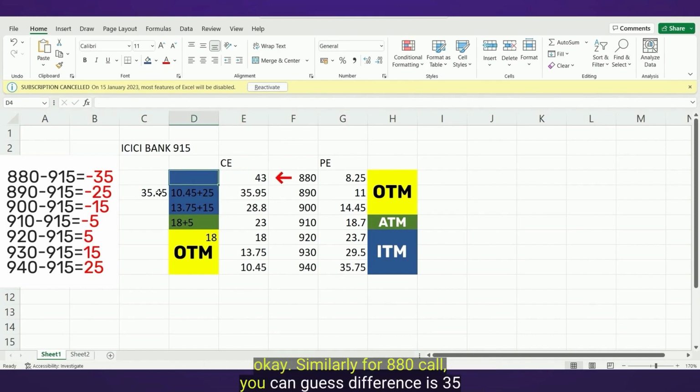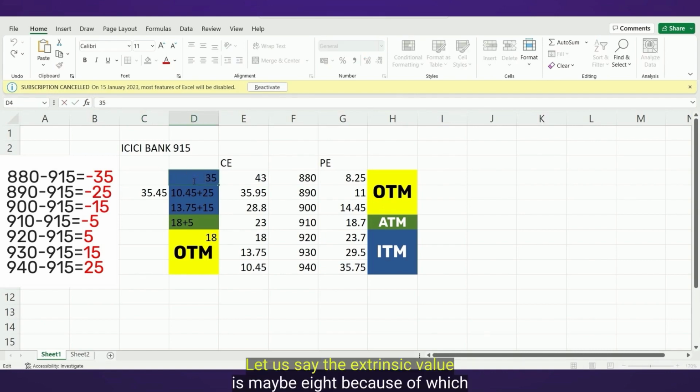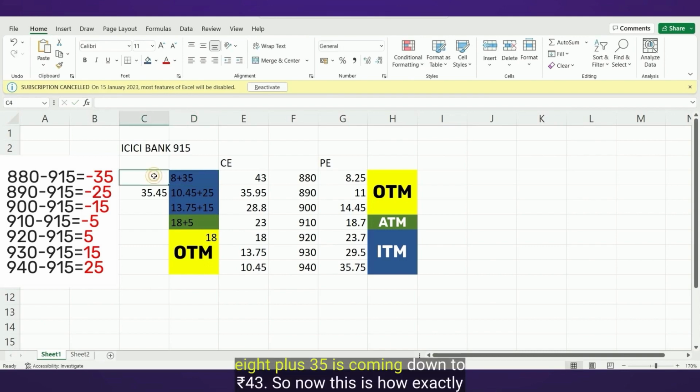Similarly, for the 880 call, you can guess the difference is 35, so the intrinsic value will be 35, and there will be some extrinsic value. Let us say the extrinsic value is maybe 8, because of which 8 plus 35 comes down to 43 rupees. So now this is how exactly the values are determined.